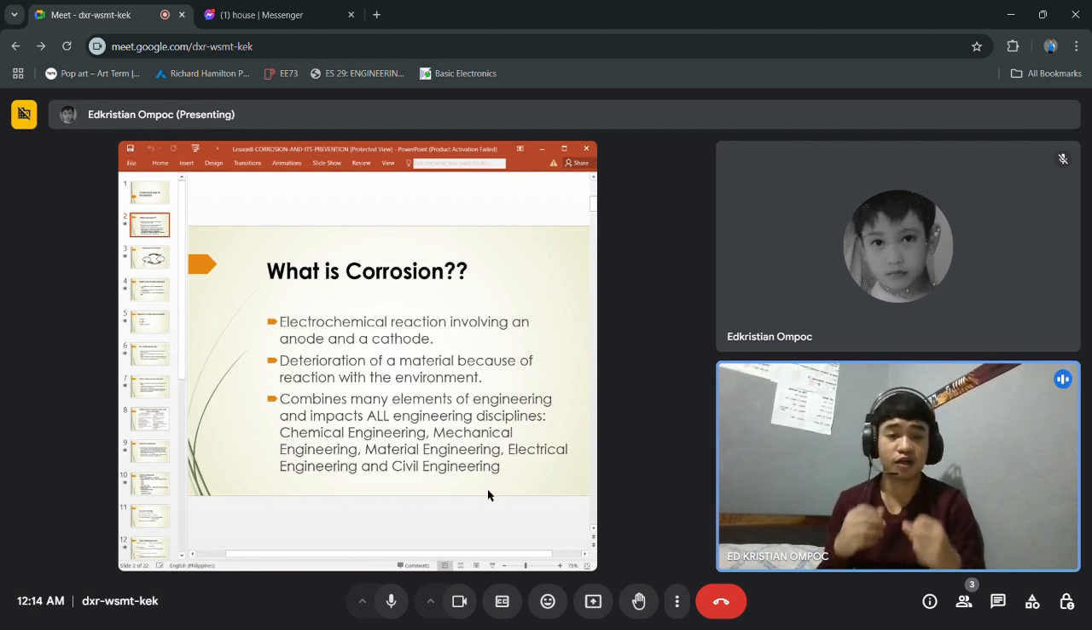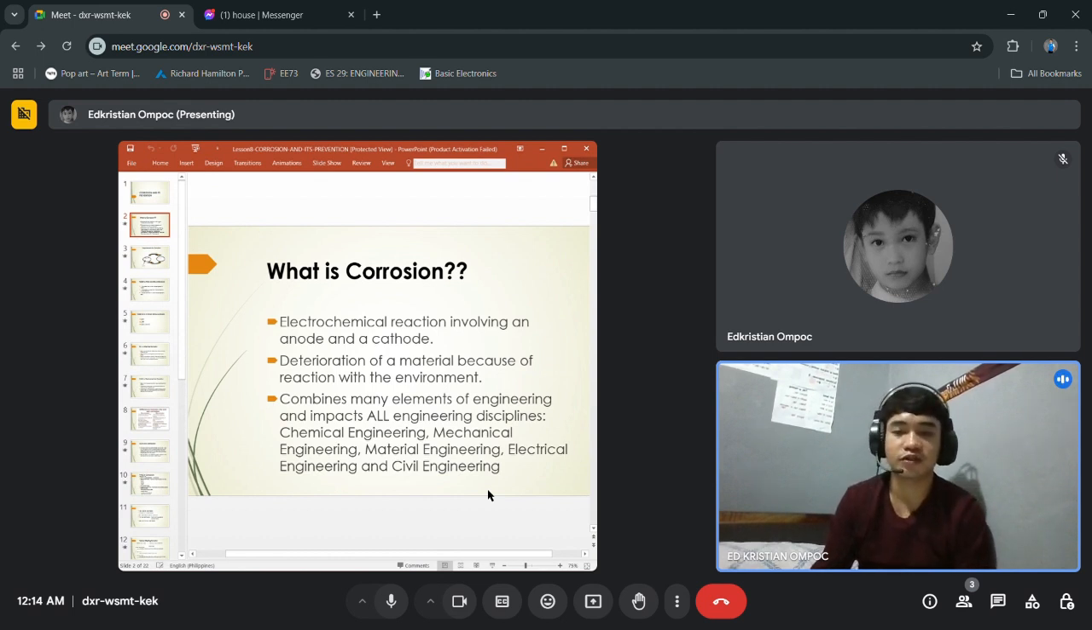Ang isa na ka material is anode, ang isa na ka material is cathode. Deterioration of a material because of reaction with the environment. So ma-deteriorate gyud ang isa ka material kung ma-expose na siya sa bisag unsang environment. Like for example, ang kanang lansang nara na siya sa lamisa, wala na basta mag-corrode gyapon na siya since ang air na ay oxygen, and oxygen is one of the main drivers of corrosion.